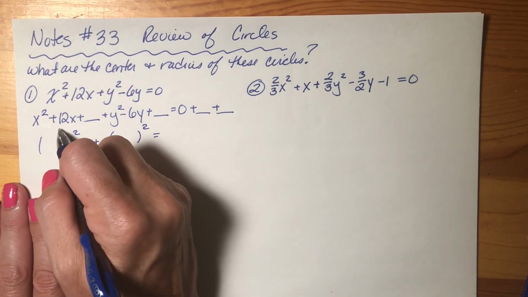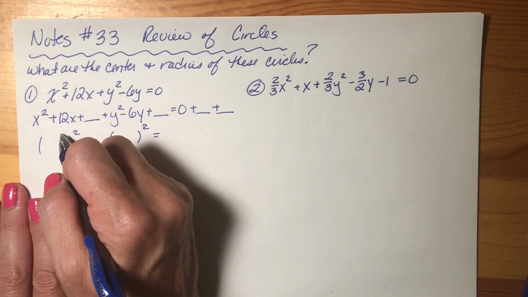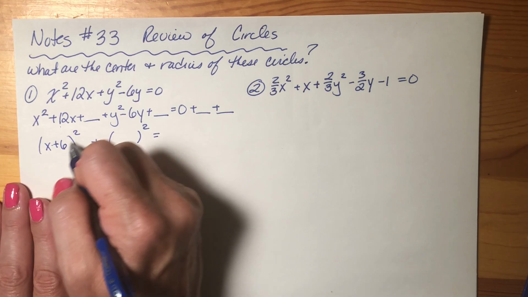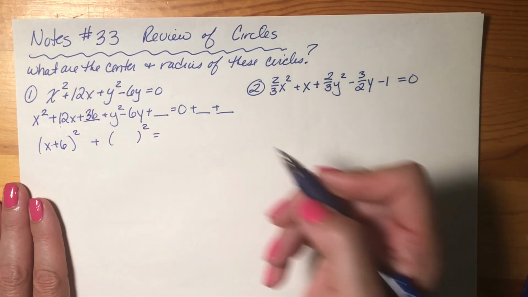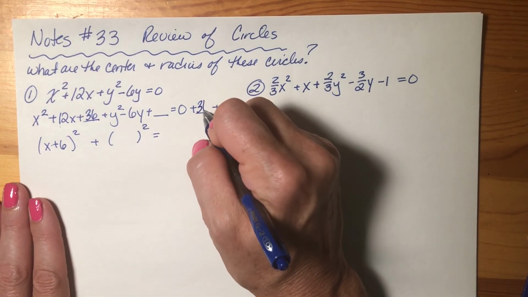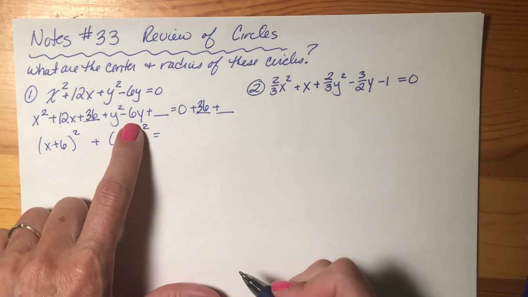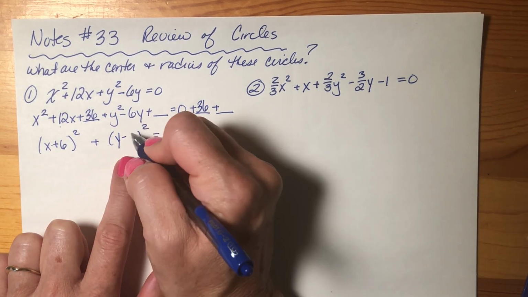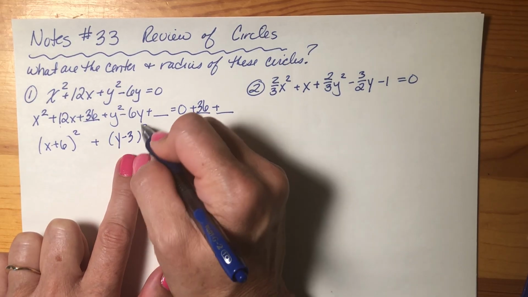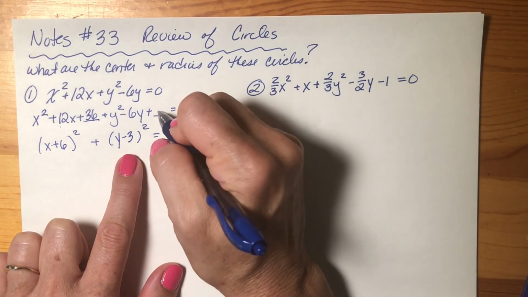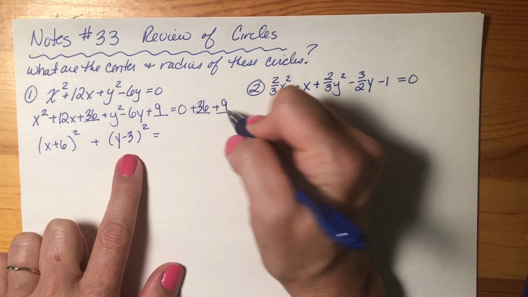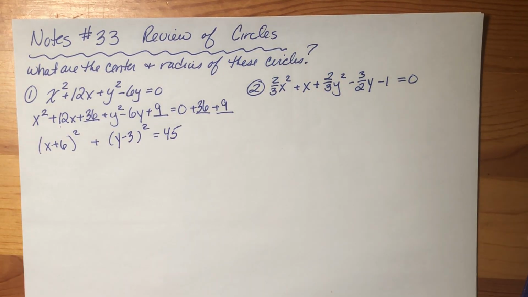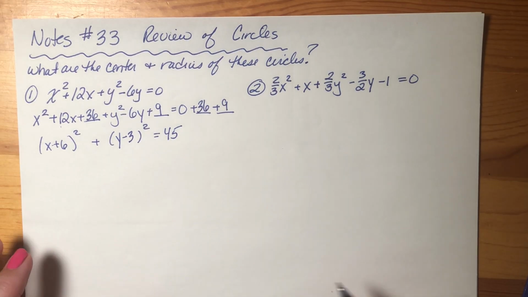Okay. Half the middle term here is 6, so it's going to be x plus 6. I square that 6 on the way up, so that's 36. I added 36 to the left side, so I add 36 to the right side. Over here, I have minus 6, so that's going to be y minus half of 6 is 3, so minus 3. I'm going to square it as I go up, so this is 9, and I add 9 to the right side. So I get 45, okay? So now it's in that beautiful, beautiful form that we wanted.